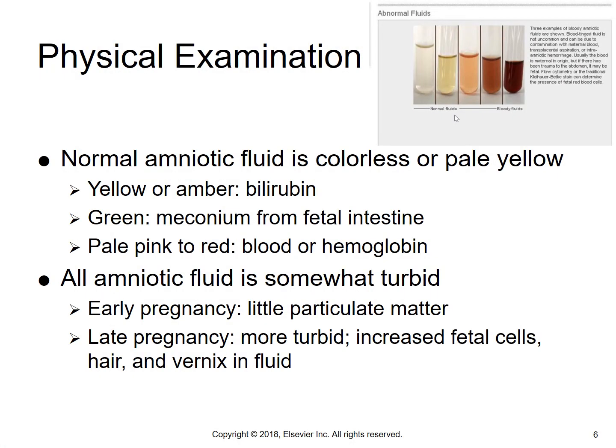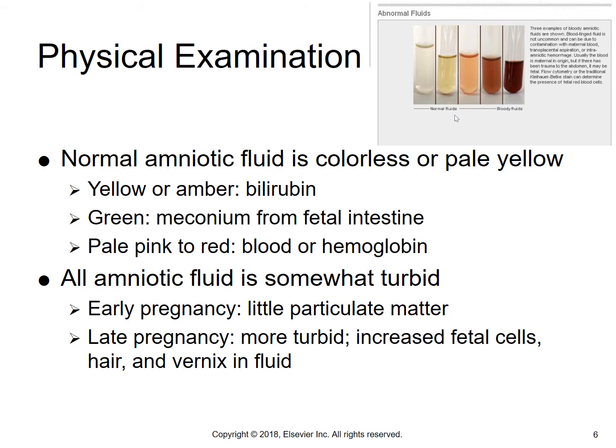Let's discuss the physical examination of amniotic fluid. It really should take place immediately upon receipt in the lab, and it consists of a visual assessment of color as well as turbidity. Normally the fluid is colorless or pale yellow. A distinctive yellow or amber coloration is associated with the bilirubin that's present. A green color could indicate the presence of meconium.